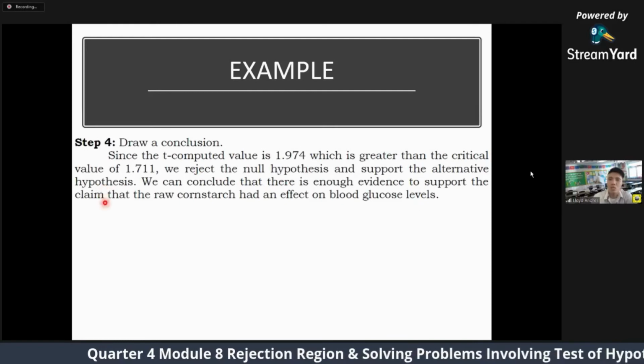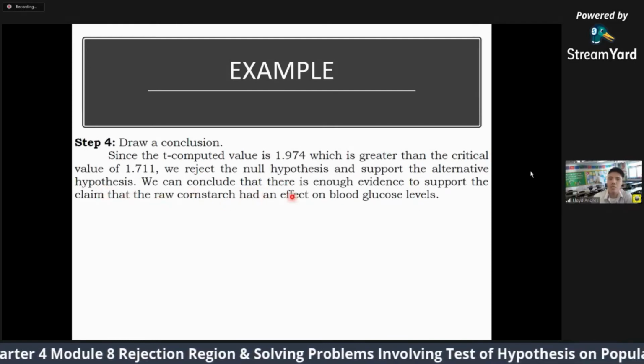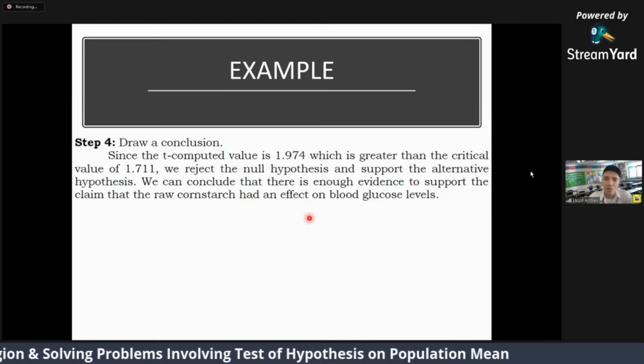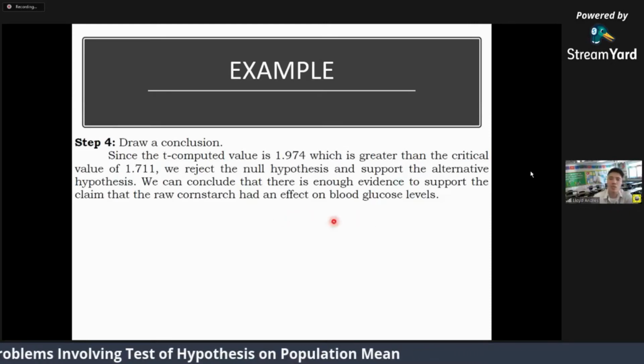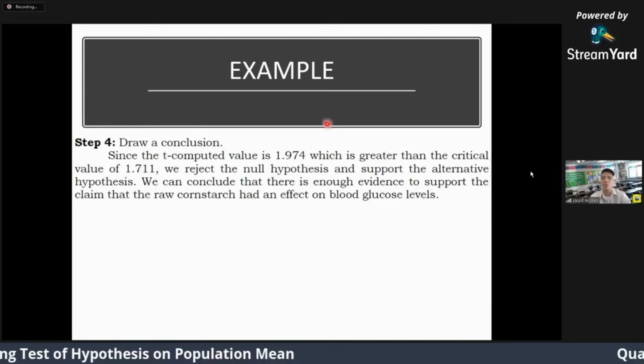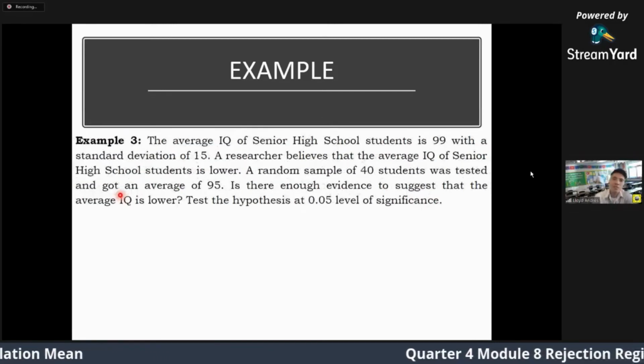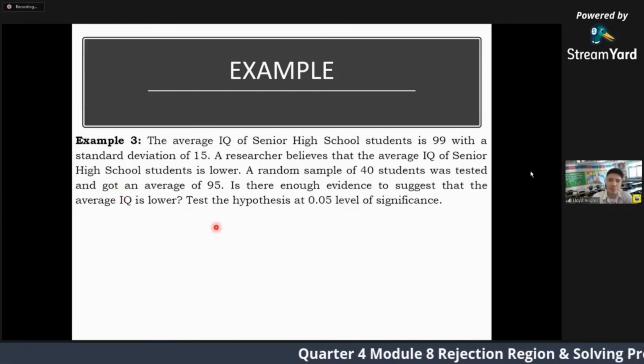So, ang alternative hypothesis states that there is effect on the blood glucose man. So, in-ana siya mag-test og hypothesis. I think this will be our last example.